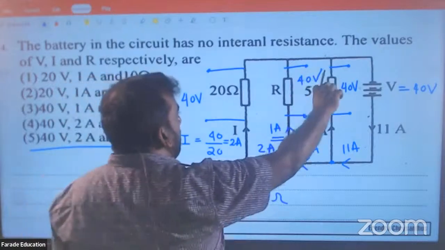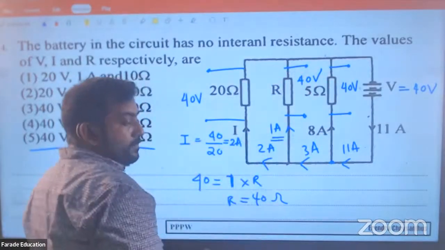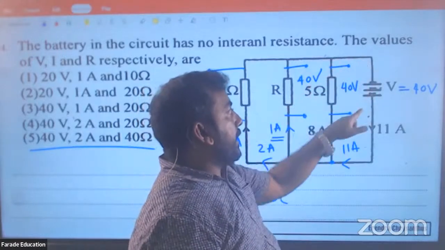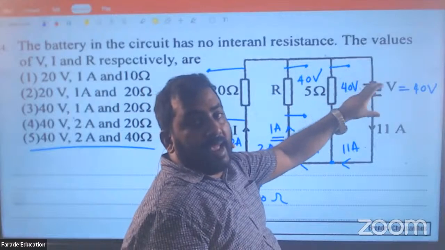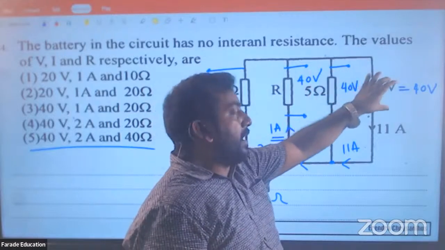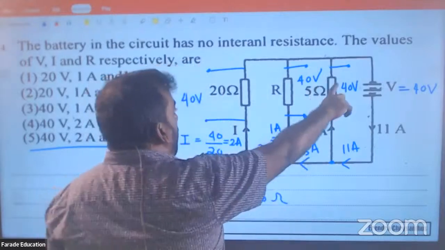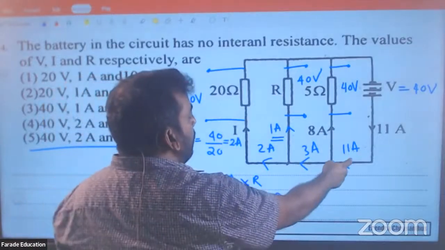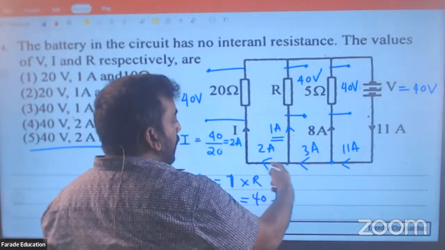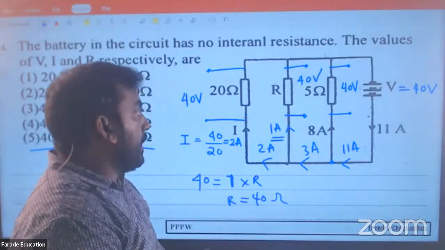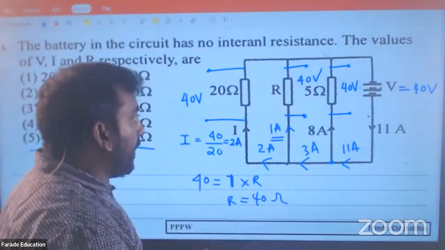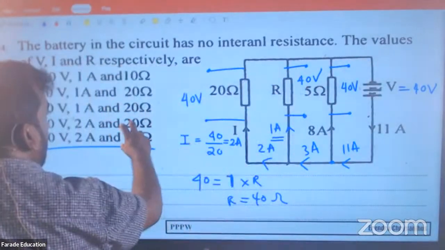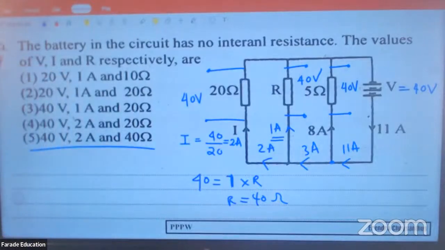So easy, no? Parallel resistors, potential difference same. Current is given, current times resistance is voltage. If I take this Kirchhoff law loop, is there any internal resistance? No. So this voltage is supplied by that battery. So 40 here, 40 here, 40 here. Here 40, resistance 20, current I can find. Kirchhoff first law, 11 here, 8, 3 here. 2 here means 1 here. 1 times R is 40, R is 40. Now I know. Voltage is 40, current is 2 ampere. This is 40 ohm. Answer is answer number 5.